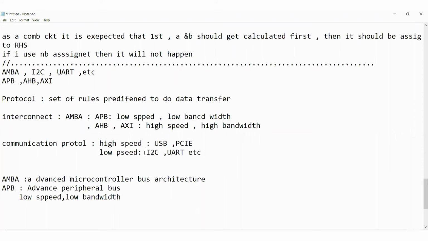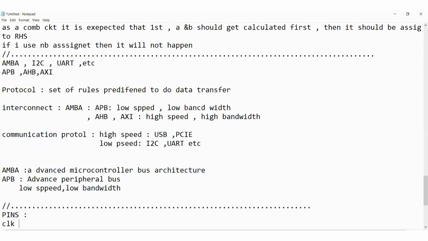But say I want to connect I2C to USB. For I2C, I'll need APB. For USB, I need AXI. So it is like an APB to AXI conversion. Whenever it is low speed, you can use APB. Next, we'll come to what pins are available in APB.